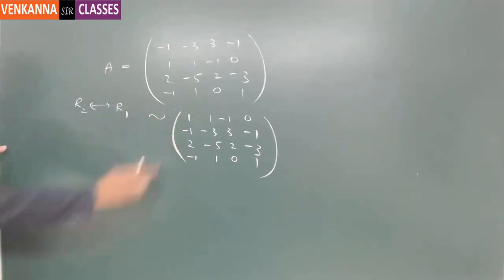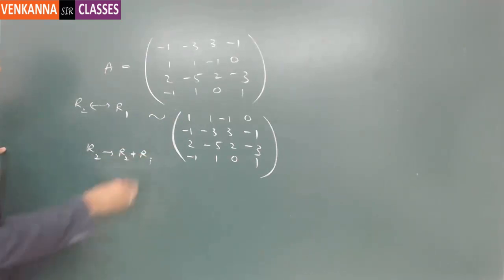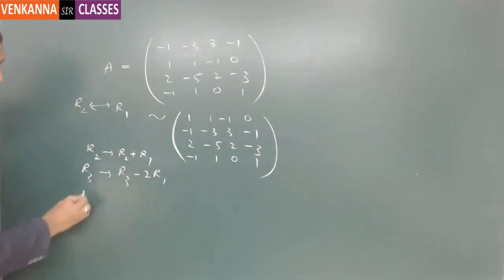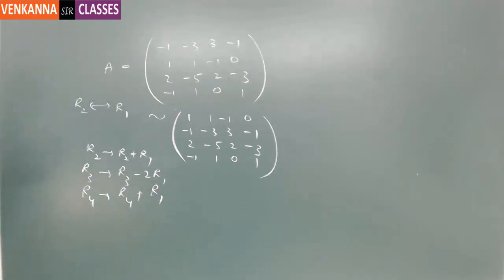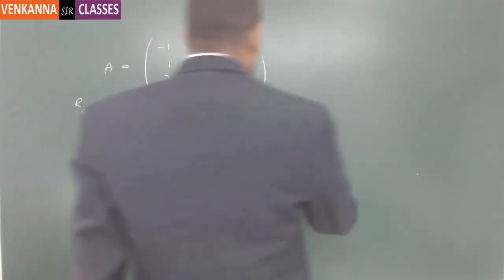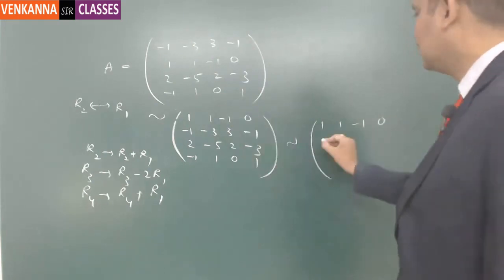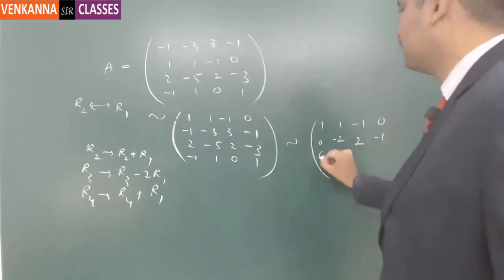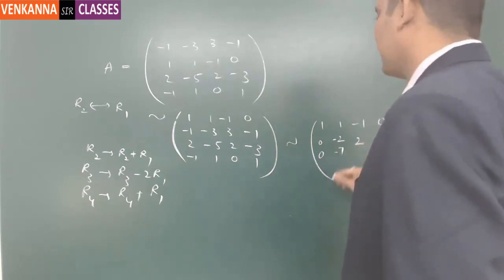We do the procedure as it is. Otherwise, we will interchange so that if 1 is there in the first position, it is convenient to apply the row operations. So to make it 0, we do that R2 tends to R2 plus R1. R3 tends to R3 minus 2 R1, and R4 tends to R4 plus R1. Because using the first row only, we make all the elements below it 0. So it will be equivalent to, first row remains unchanged, on adding 0, -2, 2, -1. Here it will be 0. R3 tends to R3 minus 2 R1. So -7.